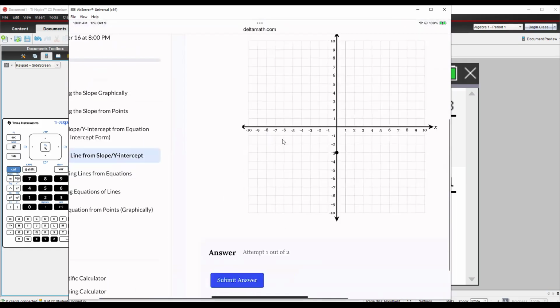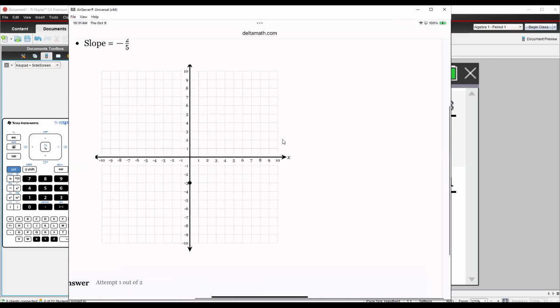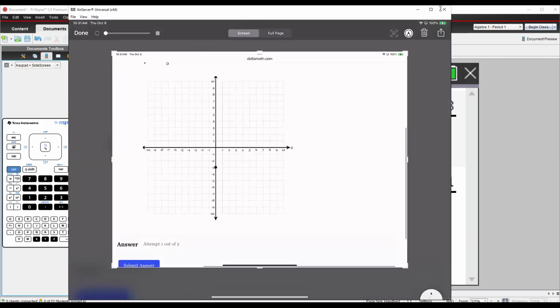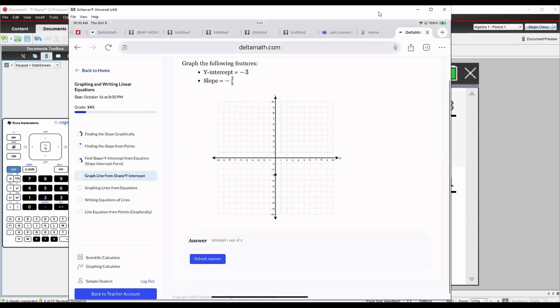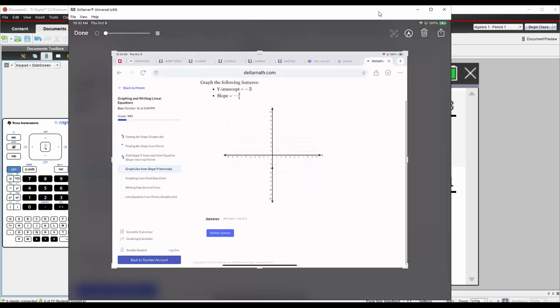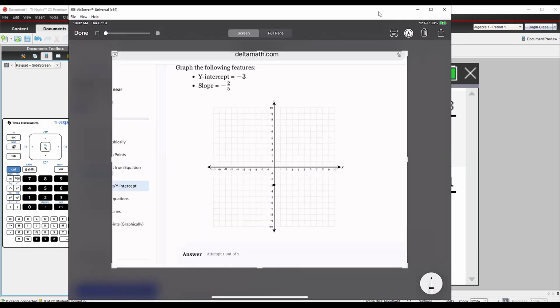Come on, iPad is acting up. All right, so now, the slope, what was the slope? I got it cropped out. All right, so there we go. So we started at the y-intercept of -3. The slope is -2/5.